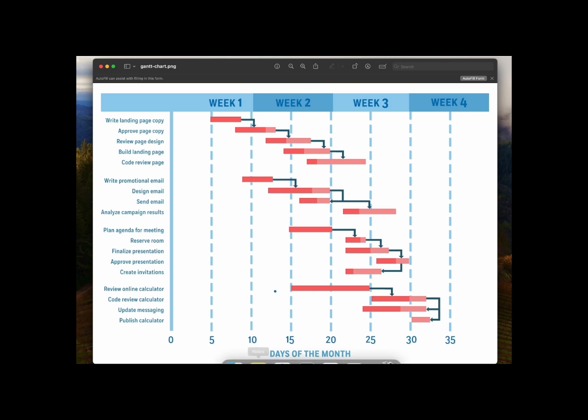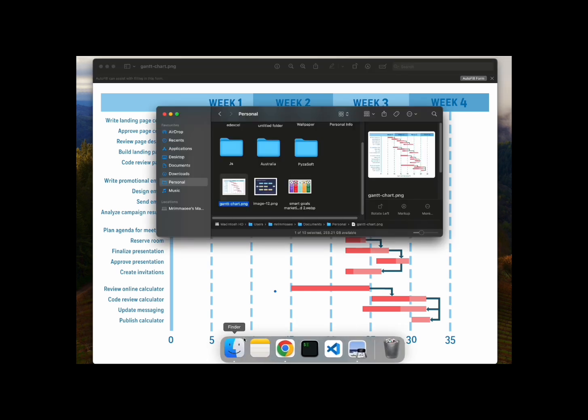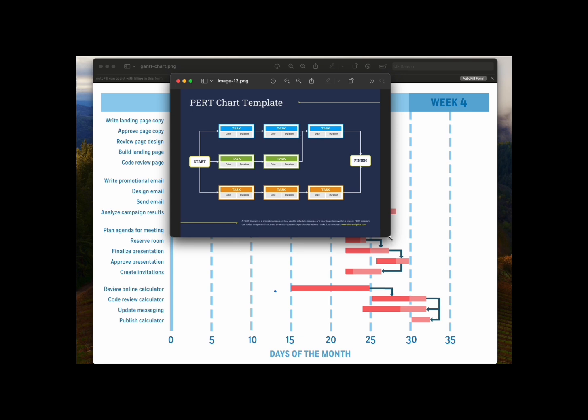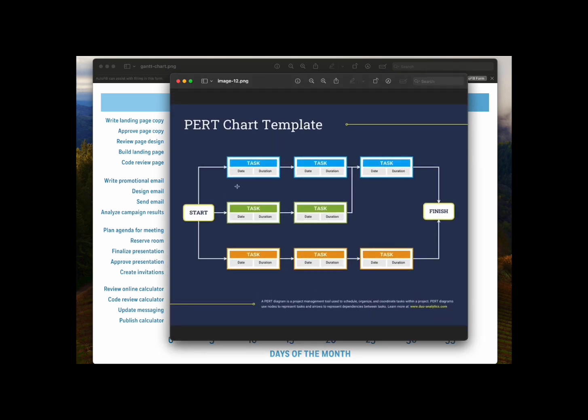And the PERT chart looks like this. This is an example of a PERT chart, where it comes like a box template. Inside the box there's a task, date and duration, the start date and the finish date, similar like that. These are the two examples of a Gantt chart and a PERT chart. Okay, let's continue with the question paper.